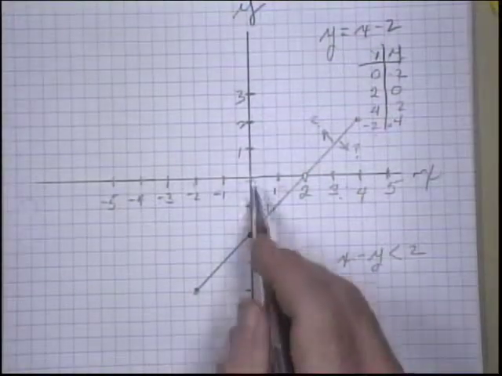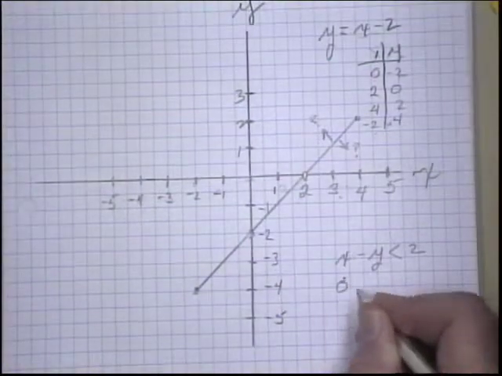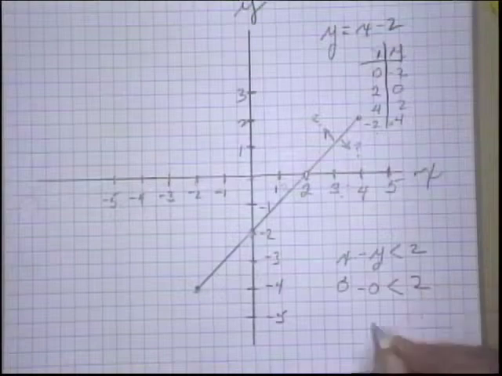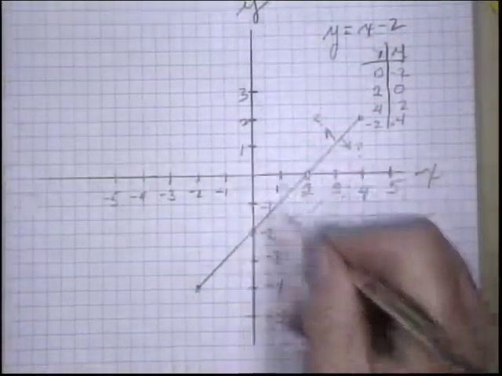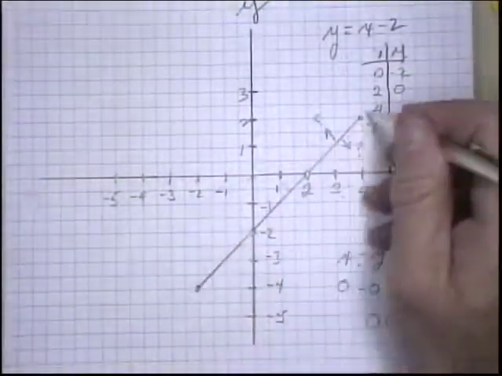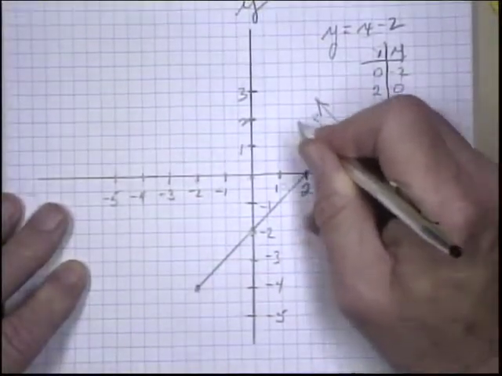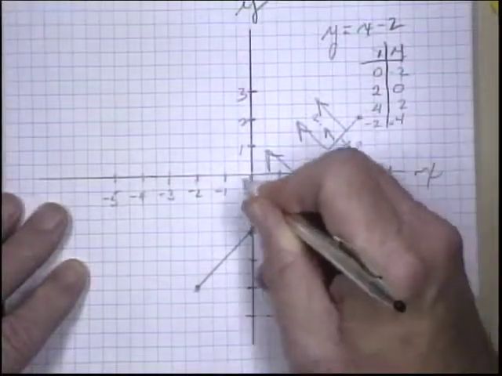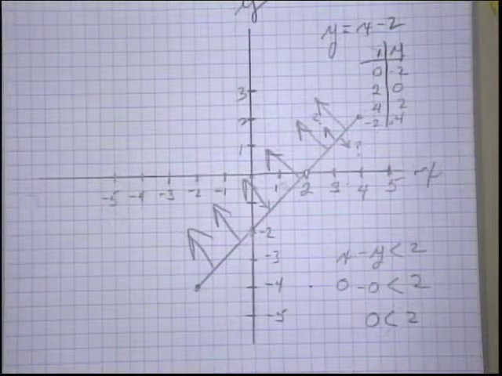Let's plug in 0, 0, this point here. So x would be 0 minus 0. Is that less than 2? Well, this is 0. Is that less than 2? Yes, this is less than 2. So our inequality is on this side of the line. So the inequality is any point on this side of the line. Okay? So that was pretty easy. And that's the end of that problem.